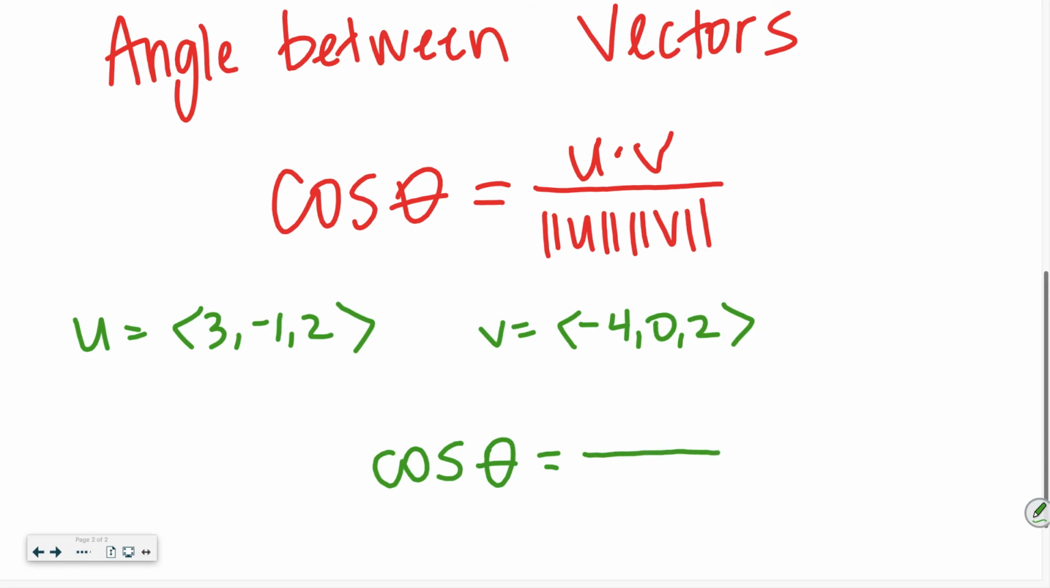So, what is the magnitude? What do you get? All right, what's our dot product? -8. What's our magnitude? Square root of 14.